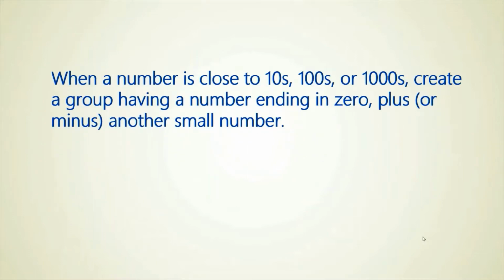We're going to introduce another method in solving and simplifying an expression. When a number is close to tens, hundreds, thousands, or 10,000, etc., create a group that has a number with trailing 0 plus or minus another number that's equivalent to the original, and then do the computation. So let's illustrate this with a few examples.